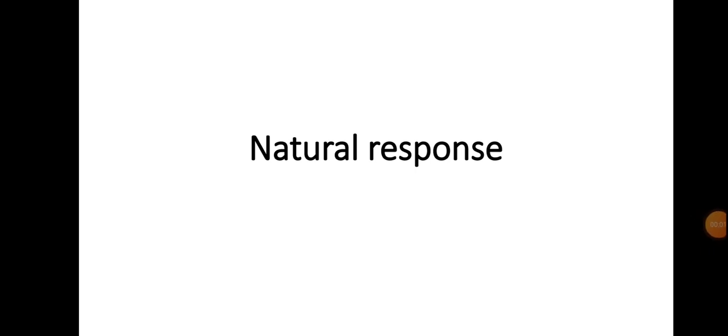In this session, we will discuss natural response. If we have a circuit and we are giving an input to that circuit, instead of input, we can use the term excitation. So if you are referring to a circuit, then the excitation to the circuit means the input to that circuit, and the response means the corresponding output.